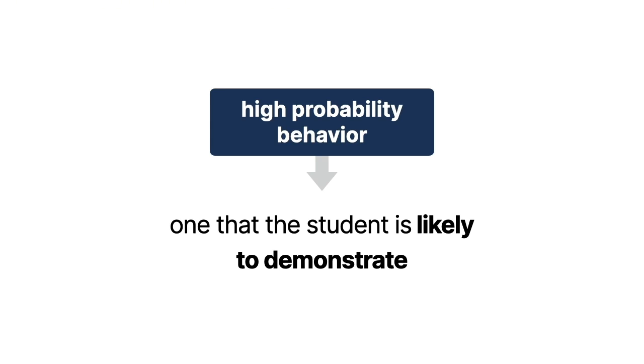When given in rapid succession, using a sequence of high probability requests, and then tagging on a target behavior, for example, a behavior our student or students are not as likely to consistently demonstrate, can decrease the response time and increase the likelihood for the target behavior to happen.